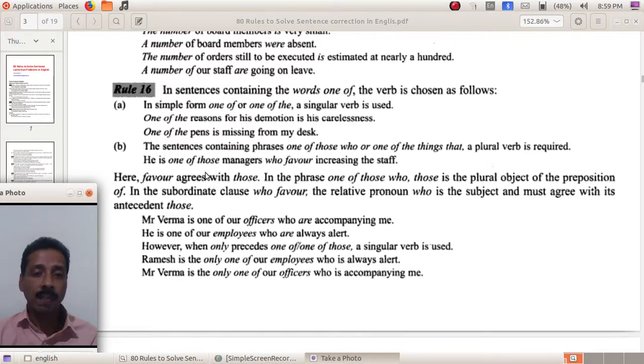But if you change this "those", he is one of the managers. What will be the difference? If it is one of the managers, it will become singular. So this verb will become singular, "favors".